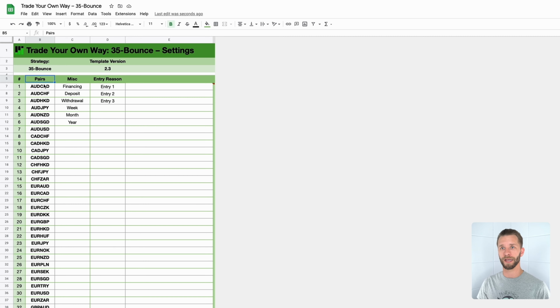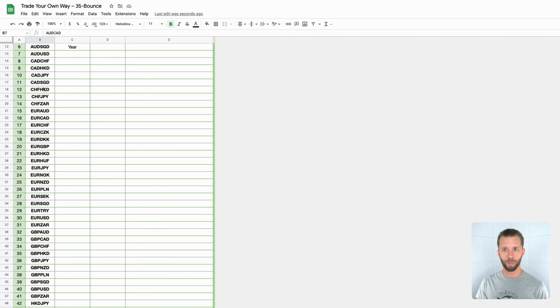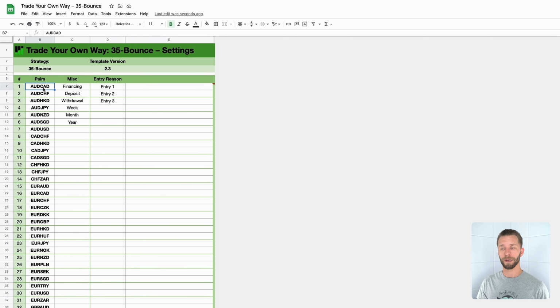Pairs is where I list out the items I'll be trading. At the moment, I've listed out a whole lot of different currencies, but you may want to list out stocks or crypto or just a couple of currencies if you're going to be trading only those. The reason I put them in a list on the settings page is to avoid typos when I'm actually entering them in the backtesting template.